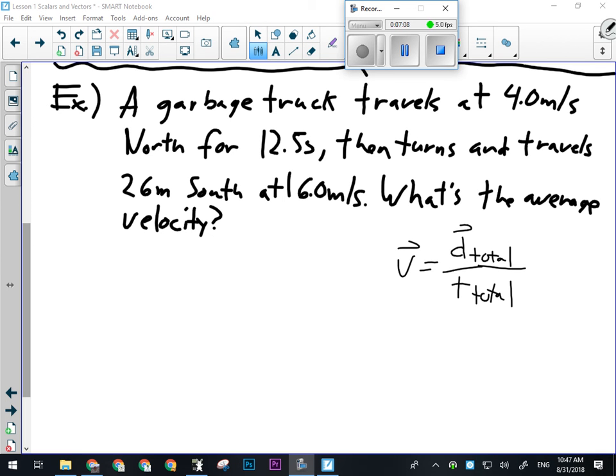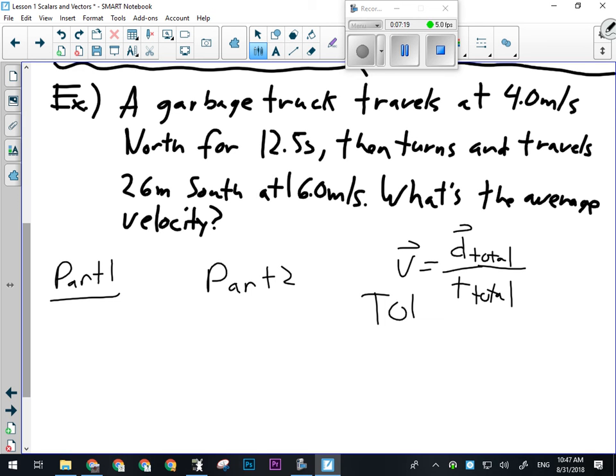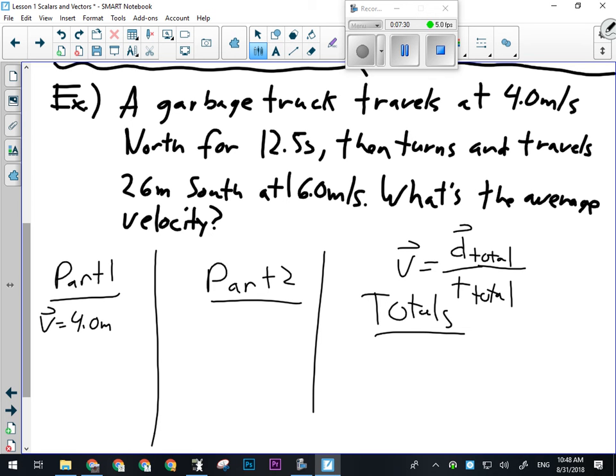So the first thing we want to do is write down what the question gives us, which means I actually have to break this up into three parts. I'm going to deal with part one, I'm going to deal with part two, and then the totals. In part one, I know that the garbage truck travels at 4 meters per second north. So they told me the velocity, 4.0 meters per second north, and it does that for 12 and a half seconds. That's all I know for part one.